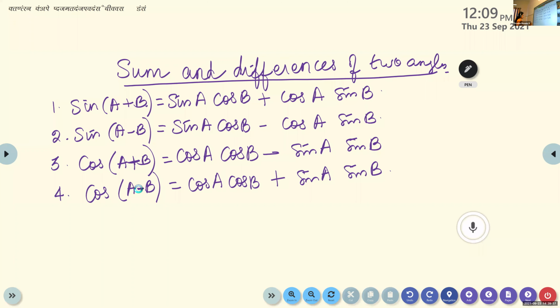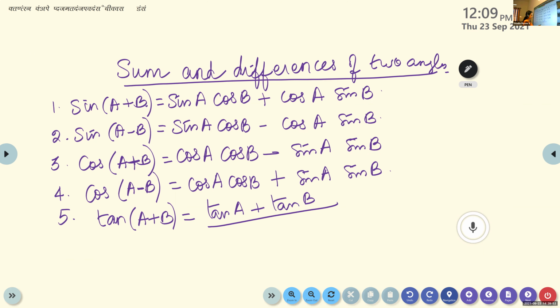Next is tan of a plus b. What is tan of a plus b? Tan a plus tan b by 1 minus tan a tan b. Tan of a plus b is tan a plus tan b by 1 minus tan a tan b.